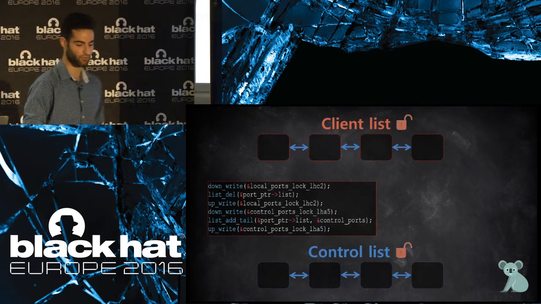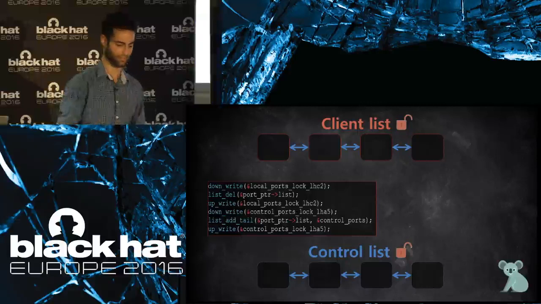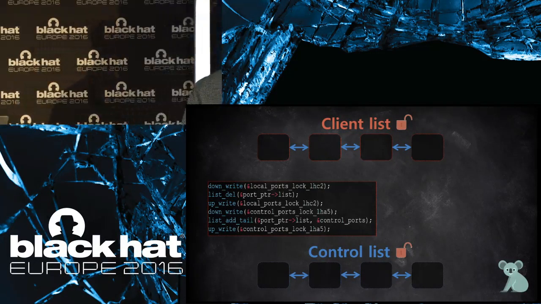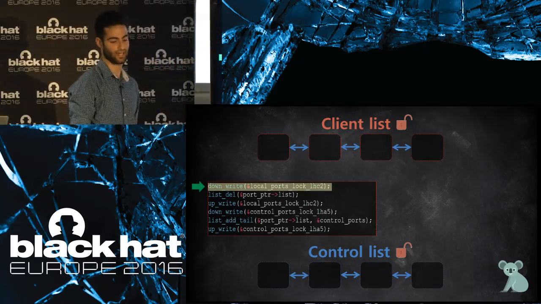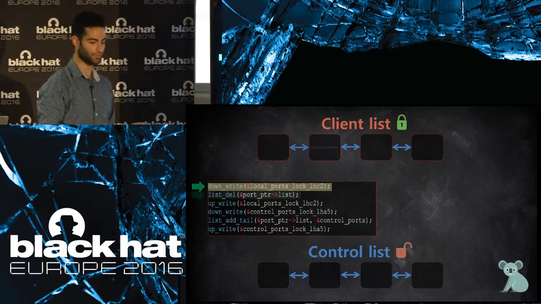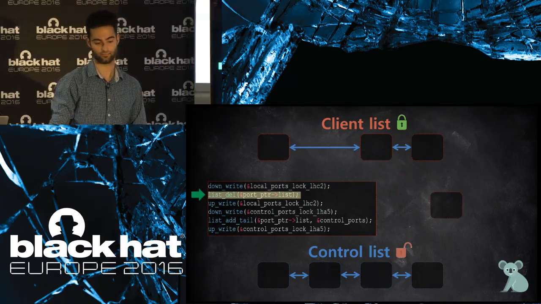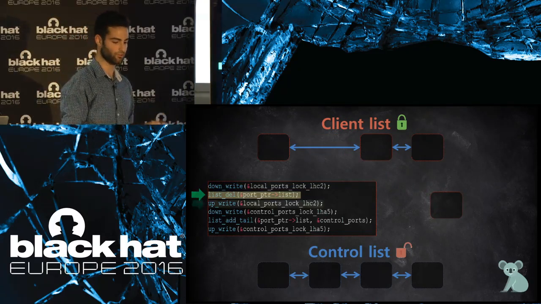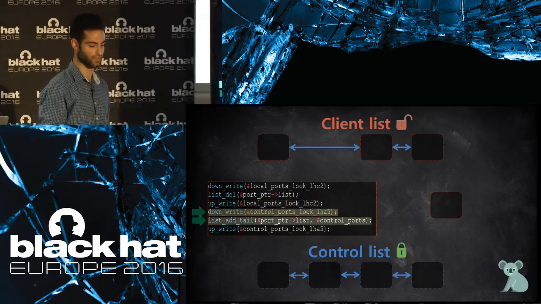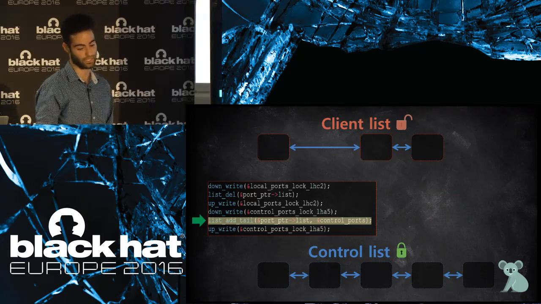It's kind of hard to follow, but we really try to make it as clear as possible. So we are going to convert this object to a control port. The first command is to lock the client list. And then we take the object out from this list. And now it's not in any list. Then we unlock the client list, we lock the control list, we add the object to the control list, and we unlock it.